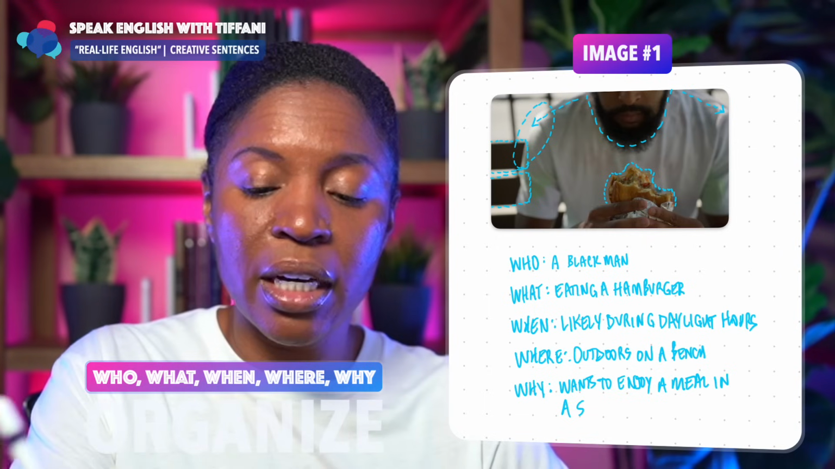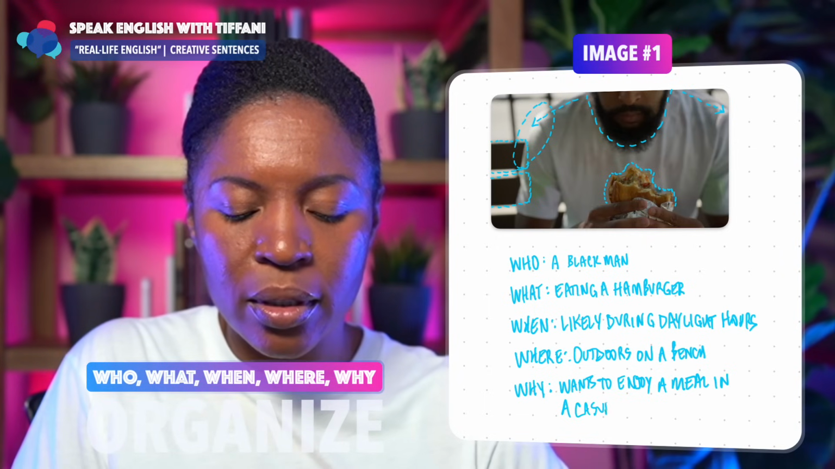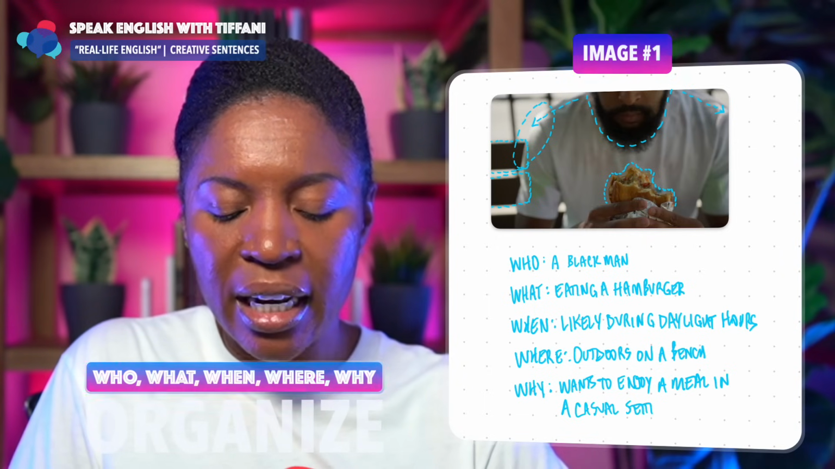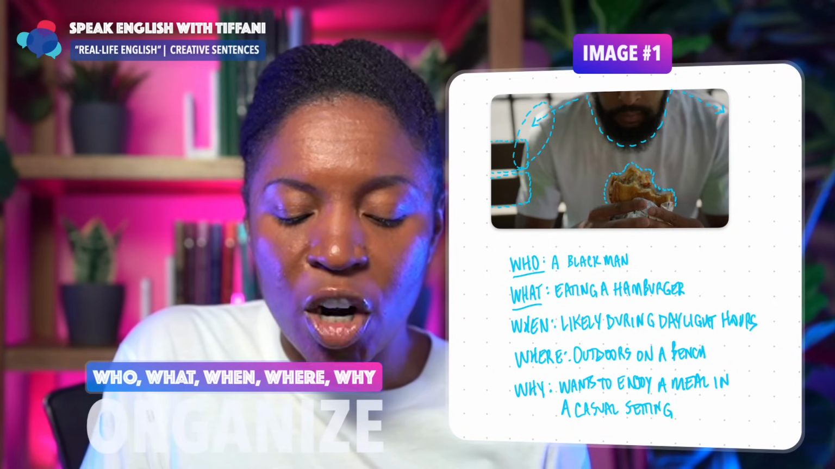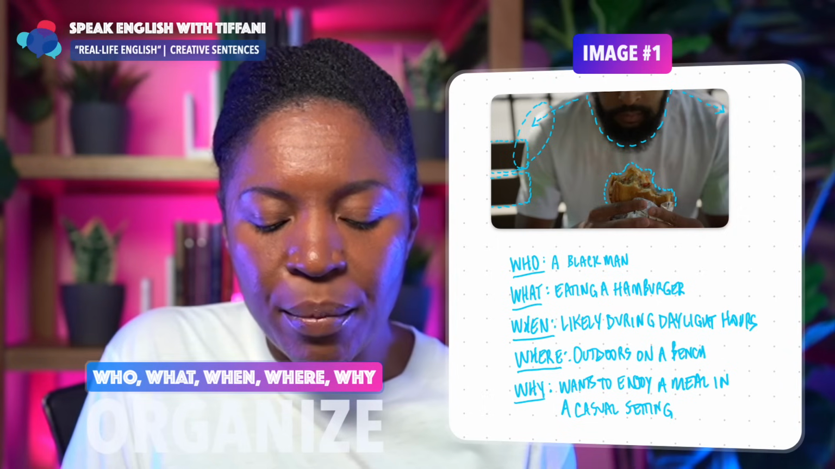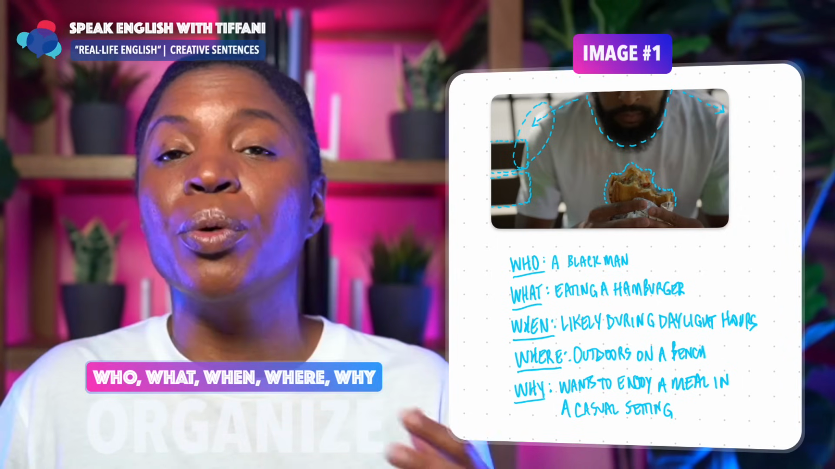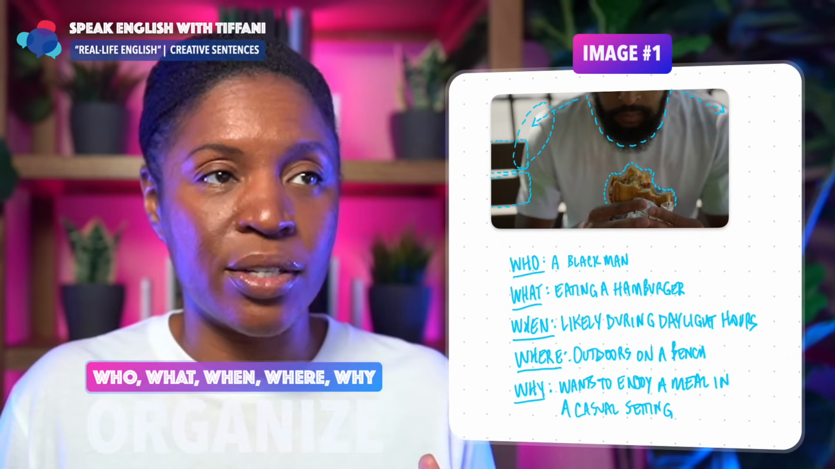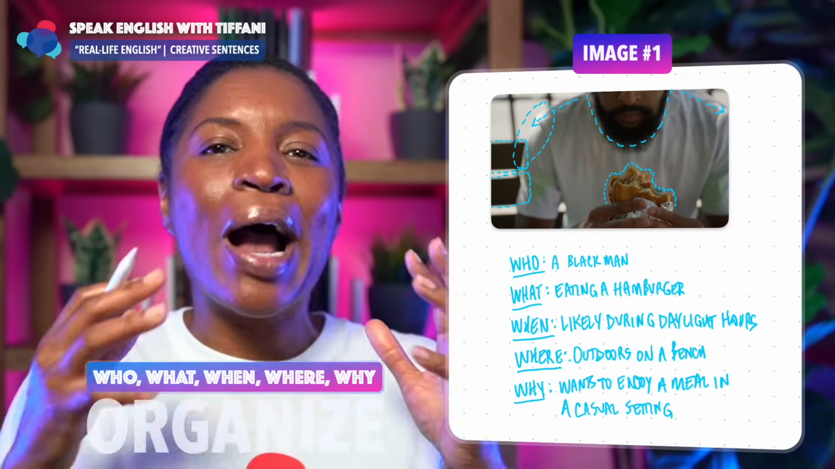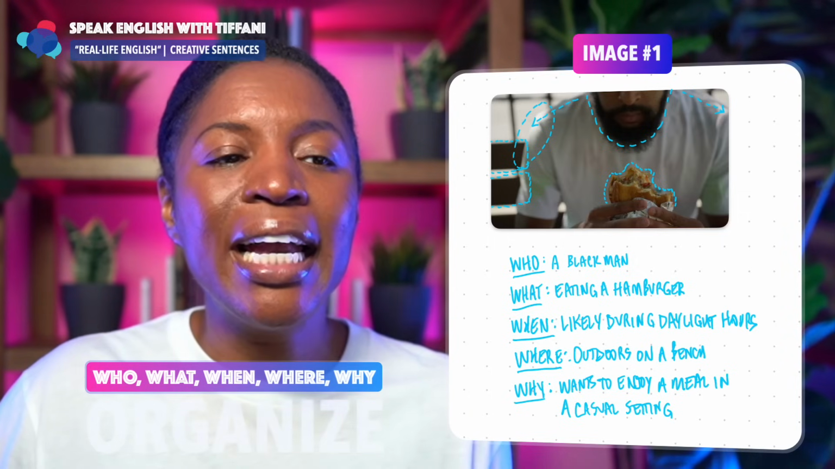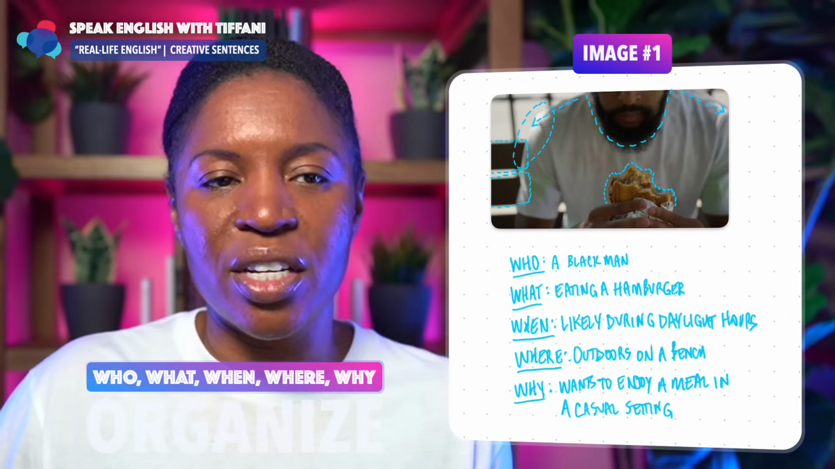Again, we're organizing our thoughts, still using the 5 W's like we did in our previous lesson, but this time we're using the 5 W's in order to create longer sentences. So we have our image and we have our information organized. Now, how do we turn this information into several sentences?